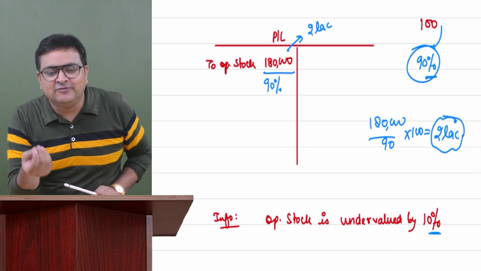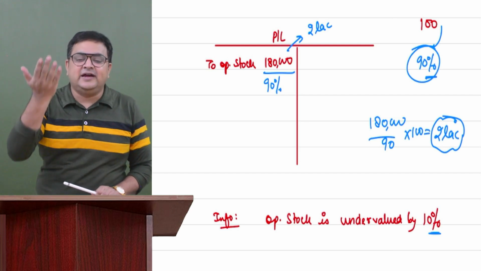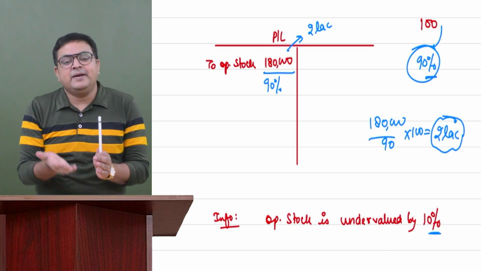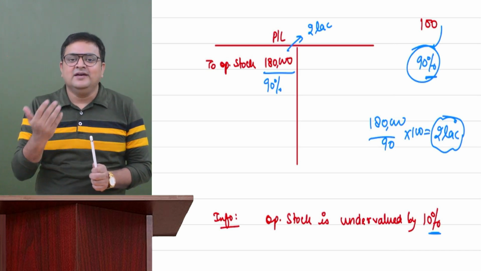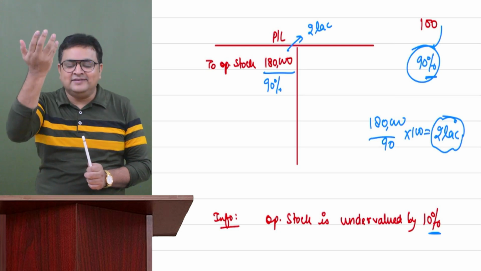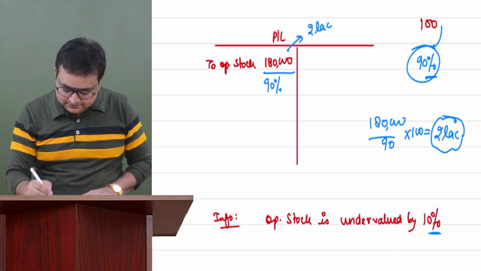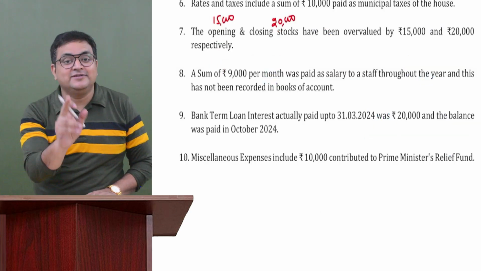What is the final effect of this rectification? Sir, my opening stock is getting increased. You can say it like this, that my expenses side is getting increased. So if your expenses side is getting increased, your profit would be decreased, obviously. Correct? I believe that you will not make any mistake over here.